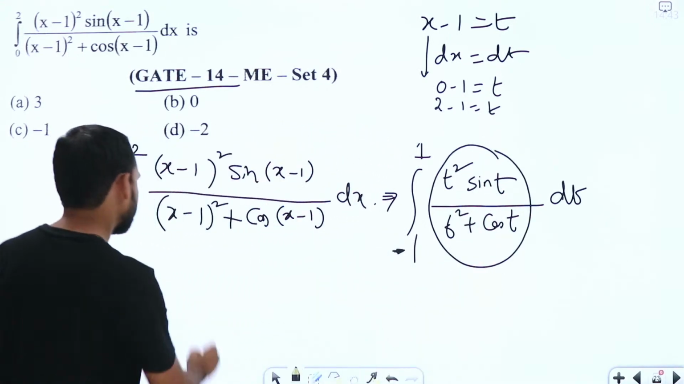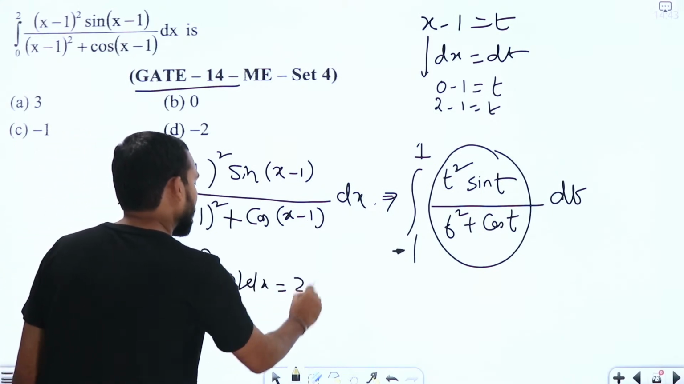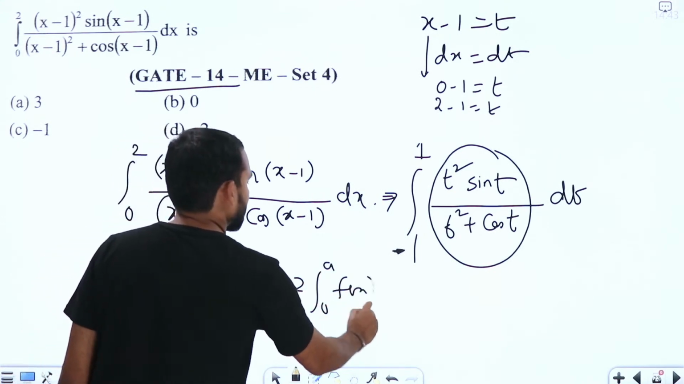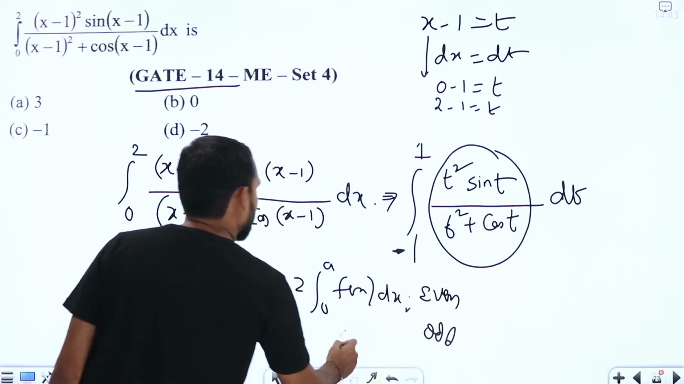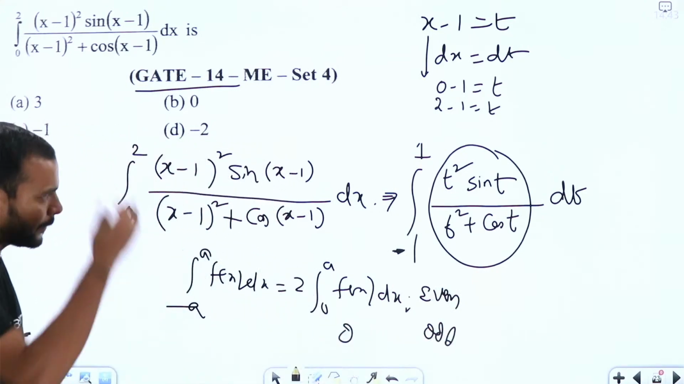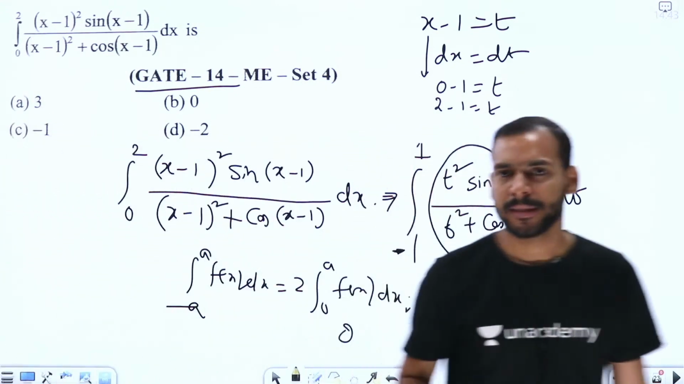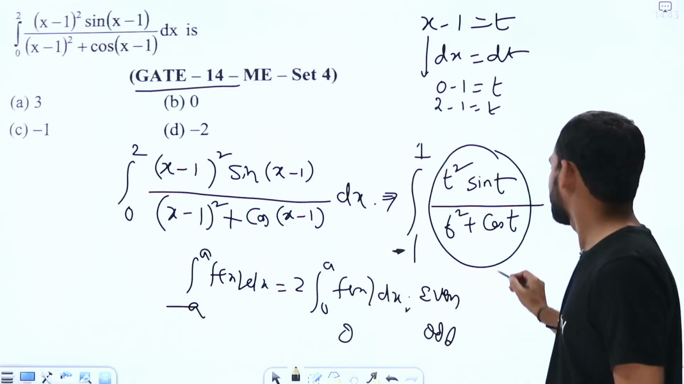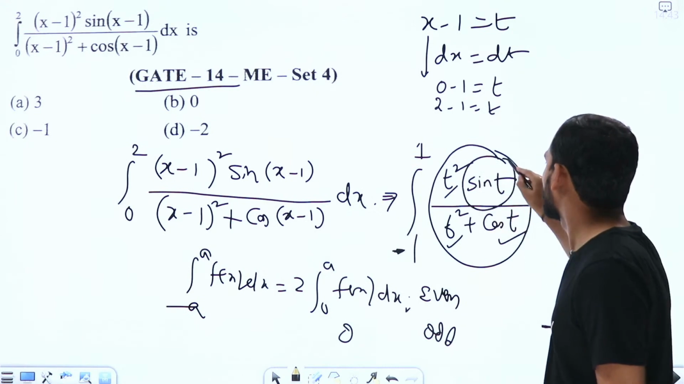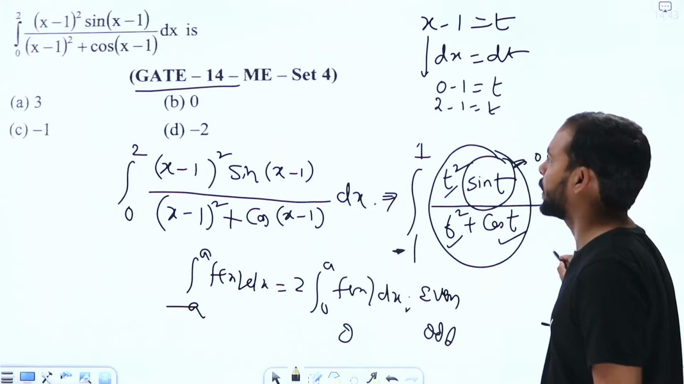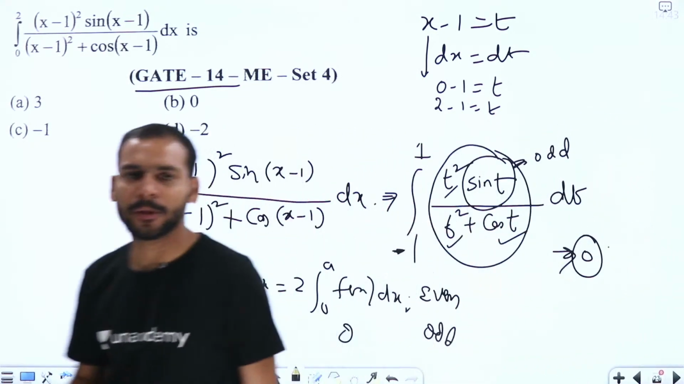Same property here. Integral minus a to a f of x dx is equals to 2 times of 0 to a f of x dx if this is even. If it is odd, then its value is 0. Now tell me, guys, just tell me whether this function is going to be even or odd. So this is cos t even, this term also even, but this is odd here, so that we are going to get the value as 0 directly.